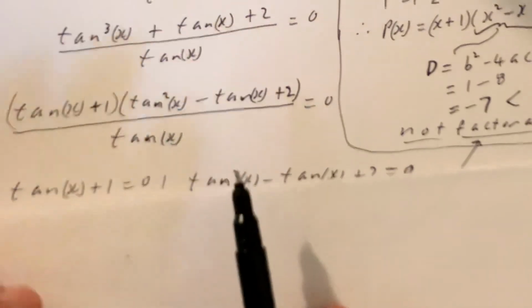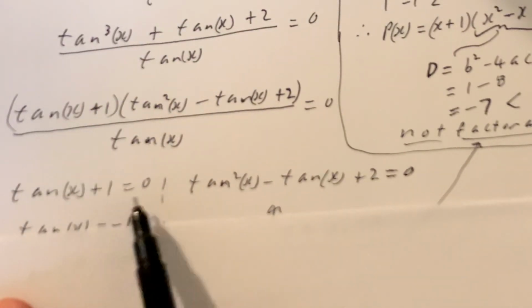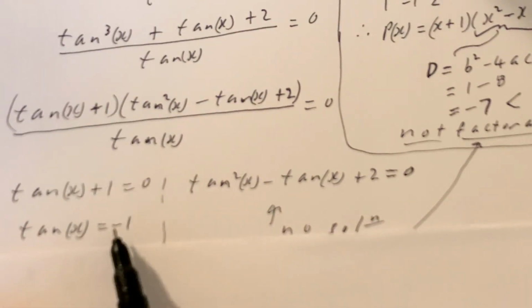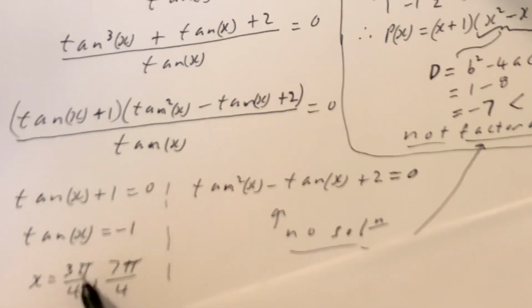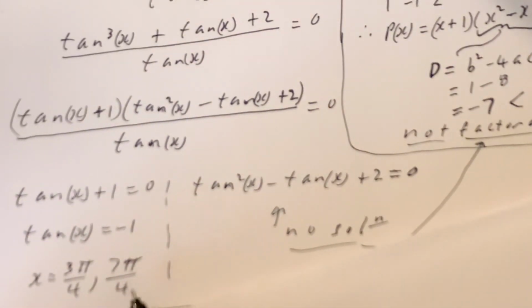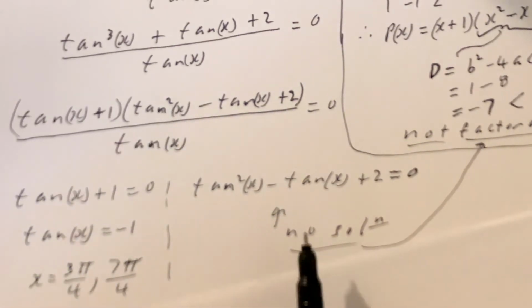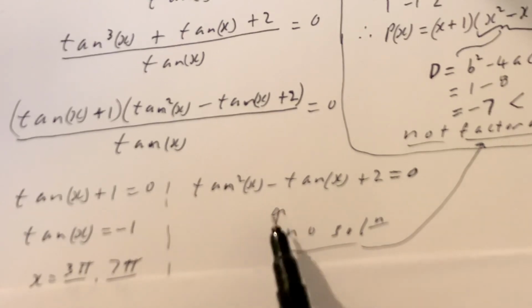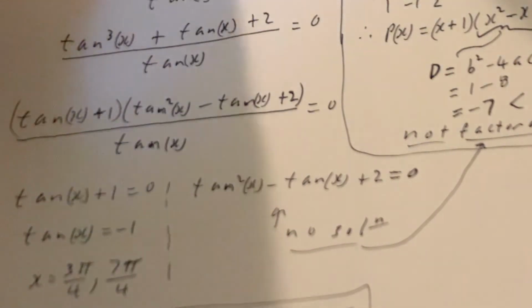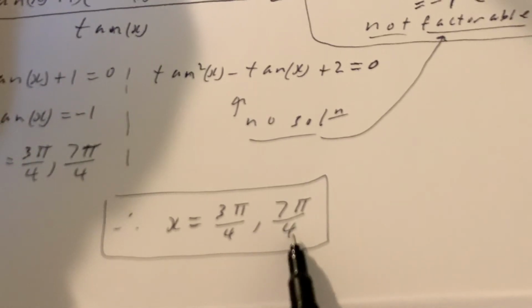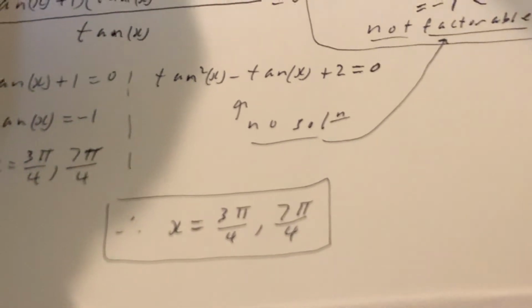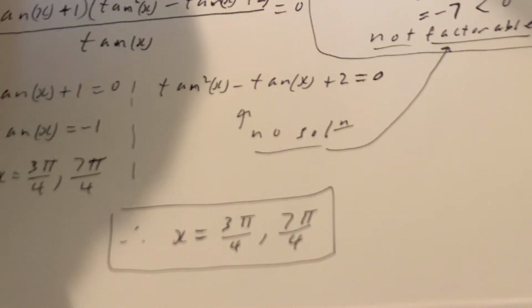Now, from the first one, tan of x plus 1 equals 0, we get tan of x equal to negative 1. And the solutions for that, well, tan of x equals negative 1 at 3 pi over 4 and 7 pi over 4. You can look that up to make sure that that's true. And from this one, we have no solutions. So we can finish this off with just x equals 3 pi over 4 and 7 pi over 4. And that's it for quadratic trig equations and more.